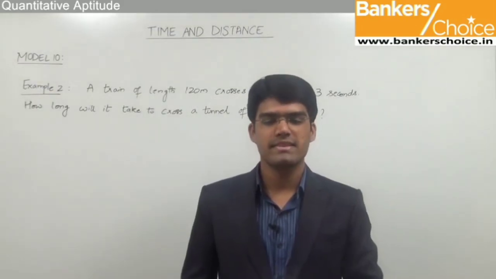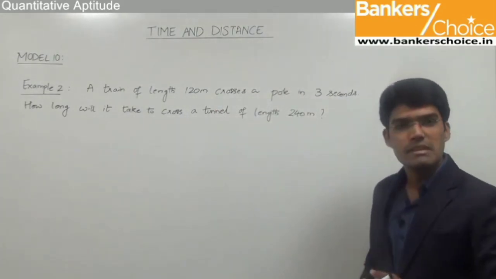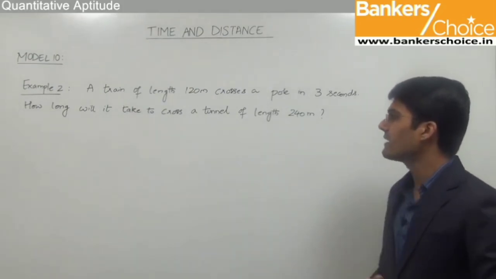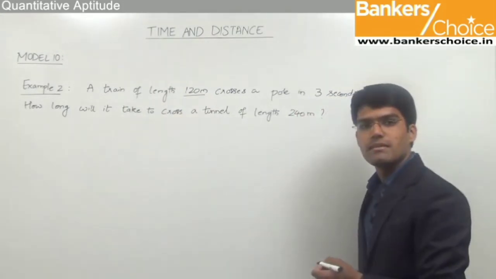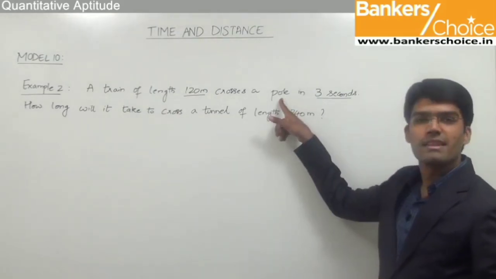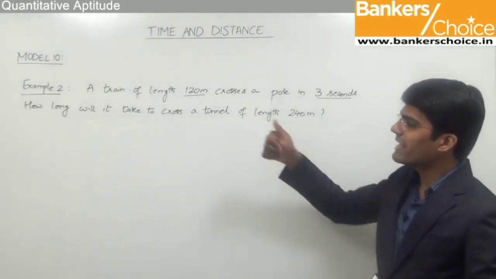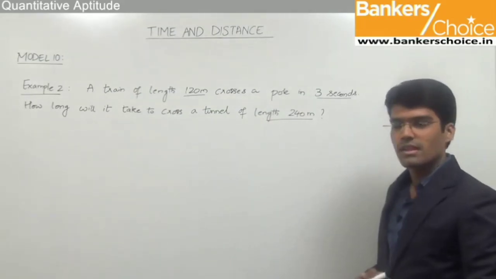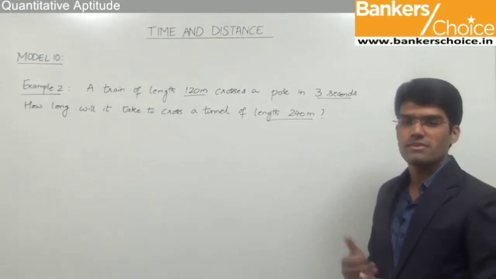Let us now take an interesting example from model 10. The question here is, a train of length 120 meters crosses a pole in 3 seconds. How long will it take to cross a tunnel of length 240 meters? So as given here, the length of the train is 120 meters and it can cross a pole in 3 seconds. Let me remind you, pole here is nothing but a stationary object. Speed is 0 and length is also 0. So how long will the same train take to cross a tunnel of length 240 meters? So the tunnel of length 240 meters has to be crossed and we need to find out the time taken by this train to cross it.